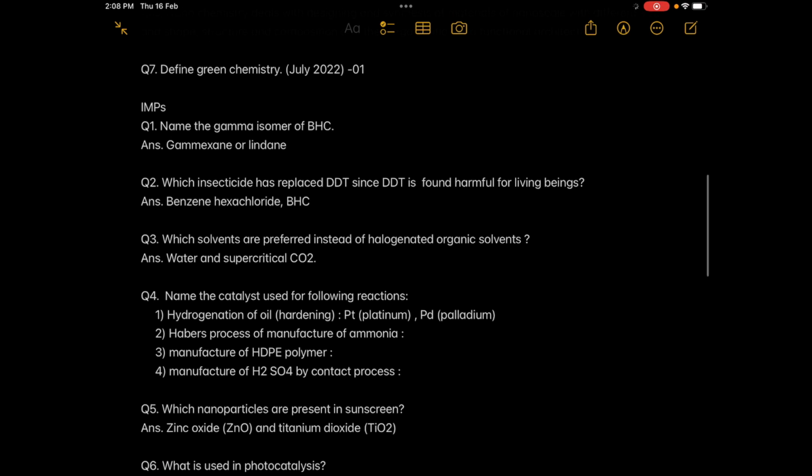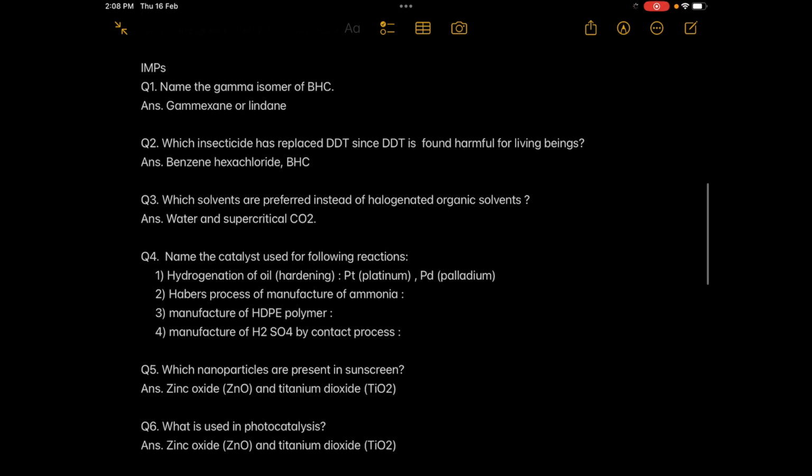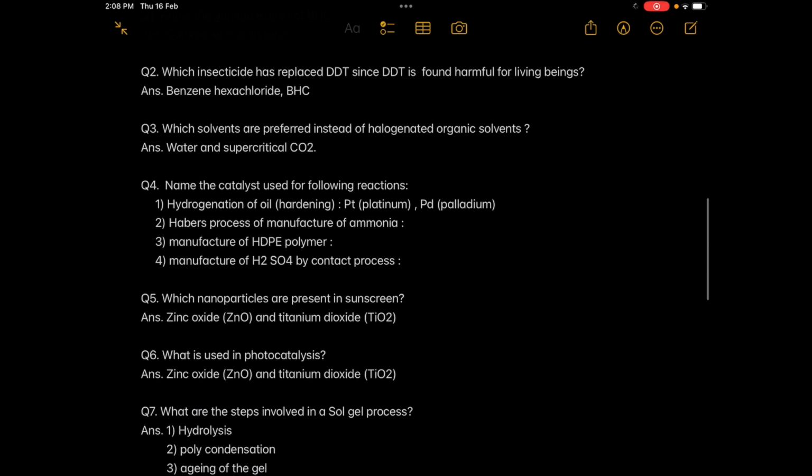Now these are the only questions which had appeared in the exams because this is a new topic which is introduced in 2020 syllabus. So I have taken down some IMPs from the lesson, like name the gamma isomer of BHC. The gamma isomer is known as gamexane or lindane. Which insecticide has replaced DDT, that is dichlorodiphenyl trichloroethane, which is found harmful for living beings. So it's being replaced by BHC, that is benzene hexachloride.